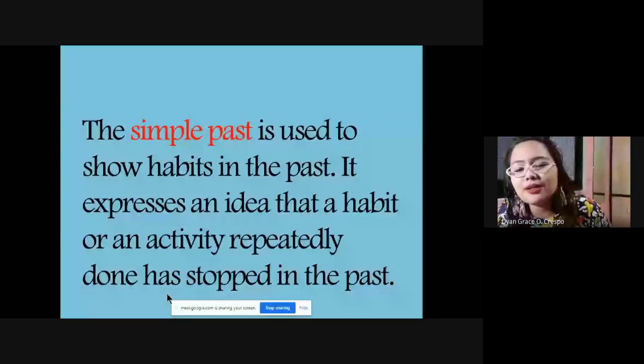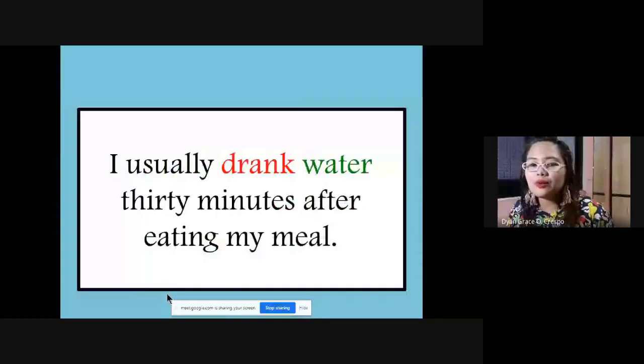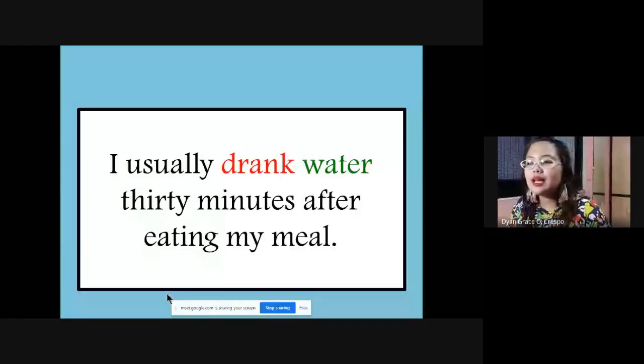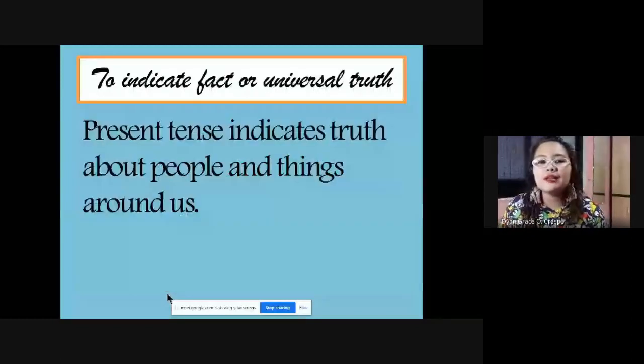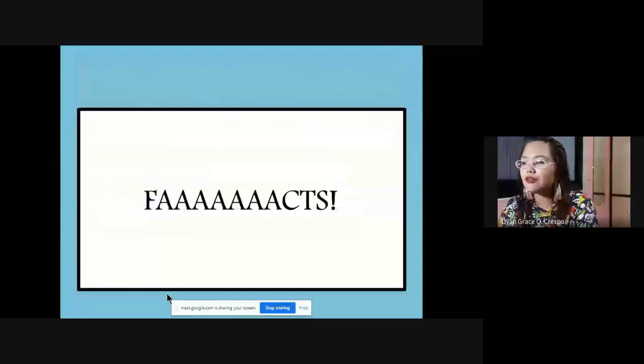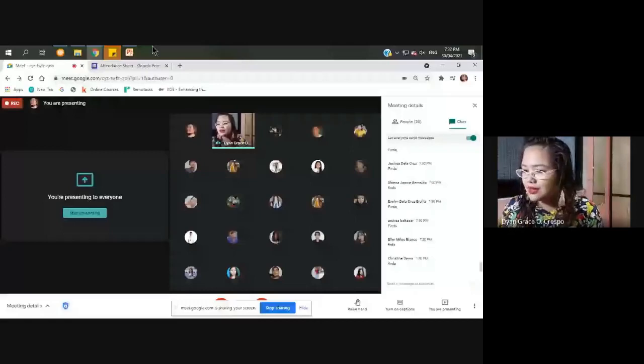So time indicators, of course, are always, often, usually, never. When I was a child, when I was younger, again, so many people were saying, when I was younger, I was... Okay, so for example, I usually drank water 30 minutes after eating my meal. So before, ibig sabihin yan, hindi na siya ganun. An example, also to indicate fact or universal truth, present tense indicates truth about people and things around us. So everything about fact. Now for the meat of our discussion, one of my favorite discussions is these dangling modifiers.